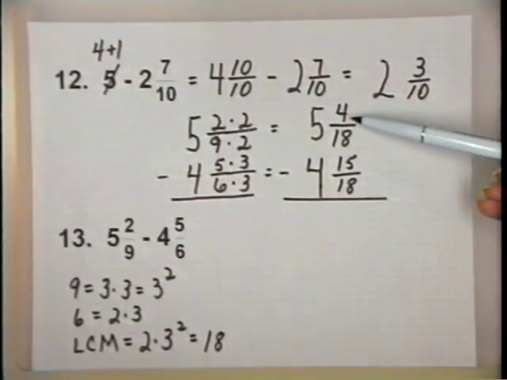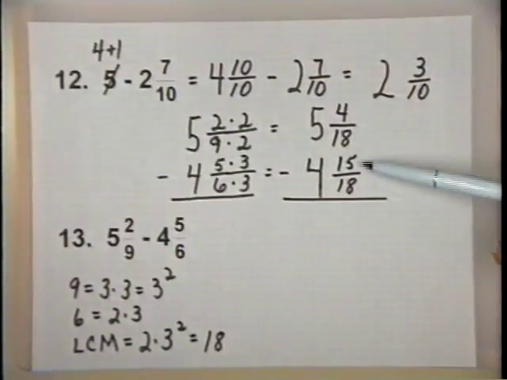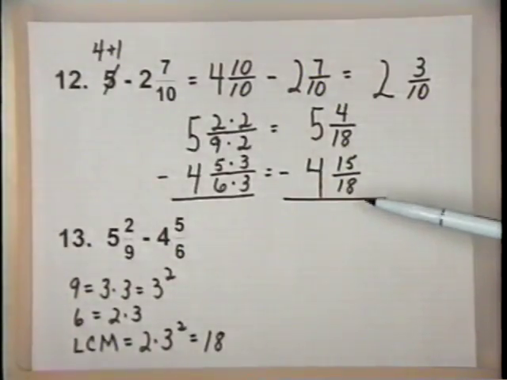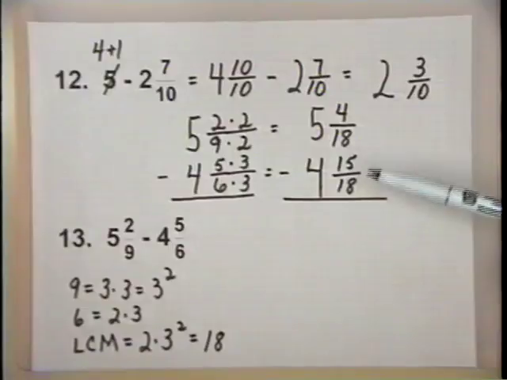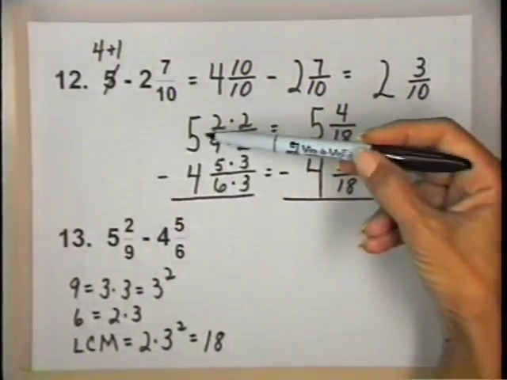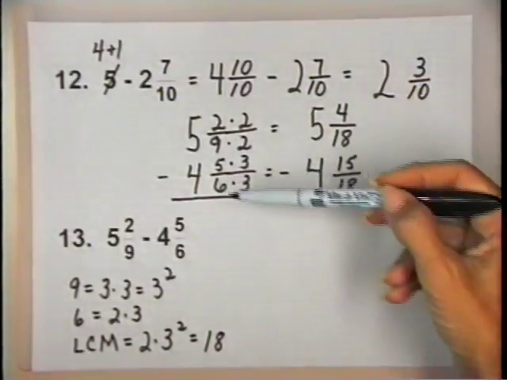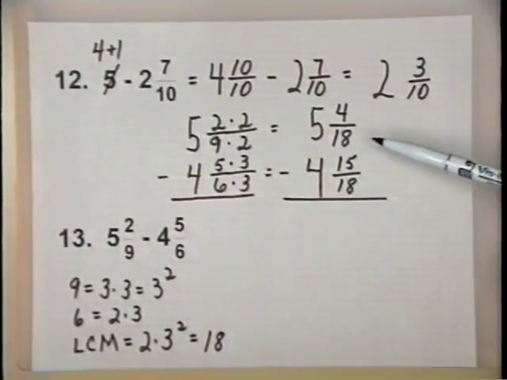Since this first fraction, 4/18, is smaller than the second fraction, 15/18, and since I'm subtracting, then I know I want to borrow from the 5. Sometimes it's kind of hard to tell which of these two fractions is larger until you've written your fractions as equivalent fractions. But after you've written them as equivalent fractions, then you should know whether you need to borrow or not.